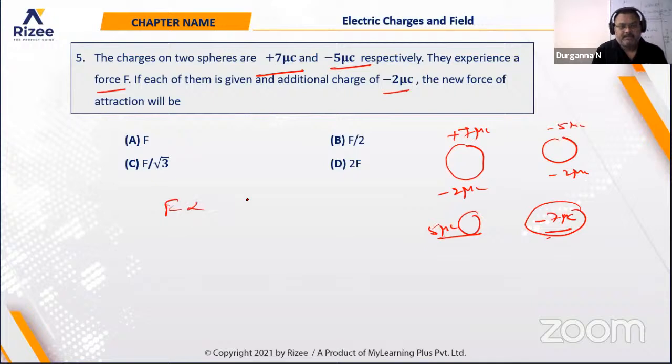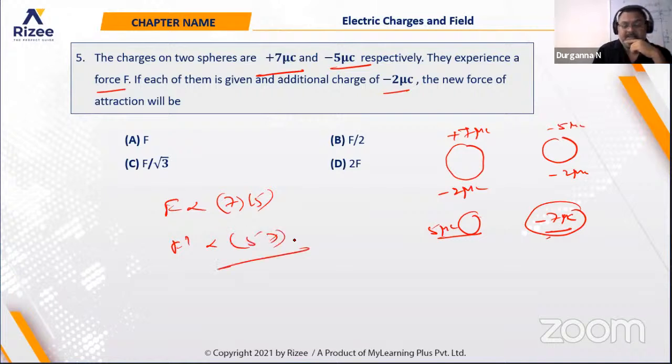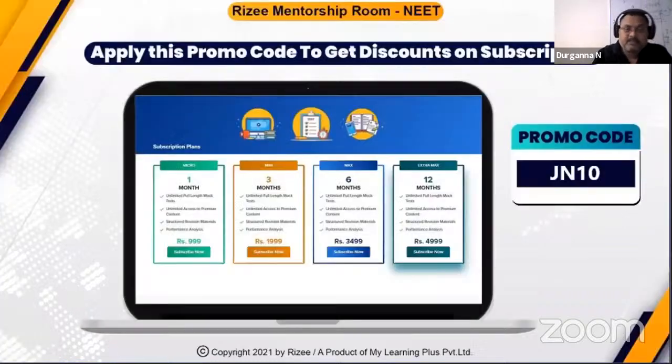We know that F is proportional to the product of the charges. Initially, what are the charges? Two charges, the initial charges are 7 and 5. What are the final charges of yours? 5 and 7, same thing. Okay, so it should be that one. Same case, next one.